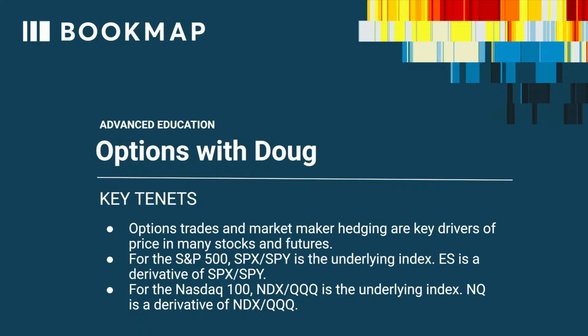And for the Nasdaq 100, NDX is the underlying index. QQQ is the much more liquid ETF version of that index. And the NQ futures contract is a derivative of NDX. And just like the S&P 500, when traders buy and sell puts and calls in NDX and QQQ, market makers take the opposite side of those trades and they hedge their delta exposure with NQ futures.